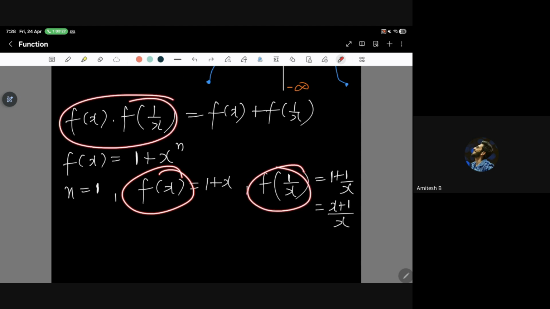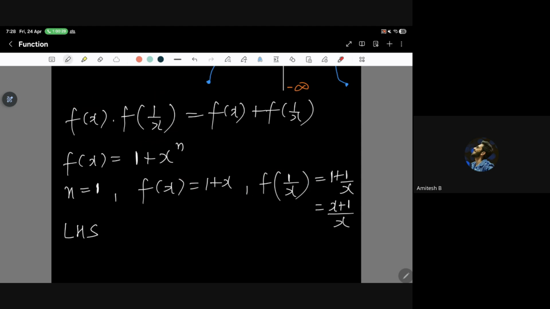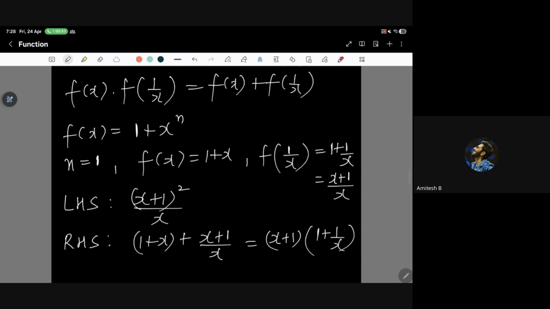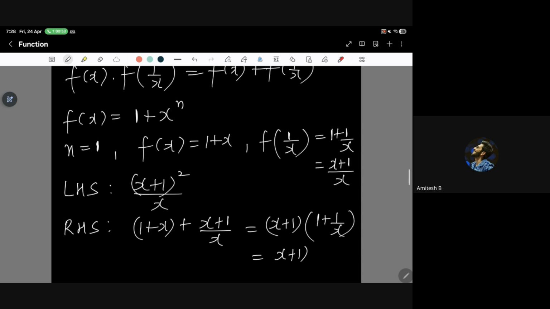as per the LHS side, my LHS will be x plus 1 whole square upon x. The RHS side, 1 plus x plus x plus 1 upon x. So if I take x plus 1 common from the numerator, it becomes 1 plus 1 upon x. When you take the LCM, same thing.